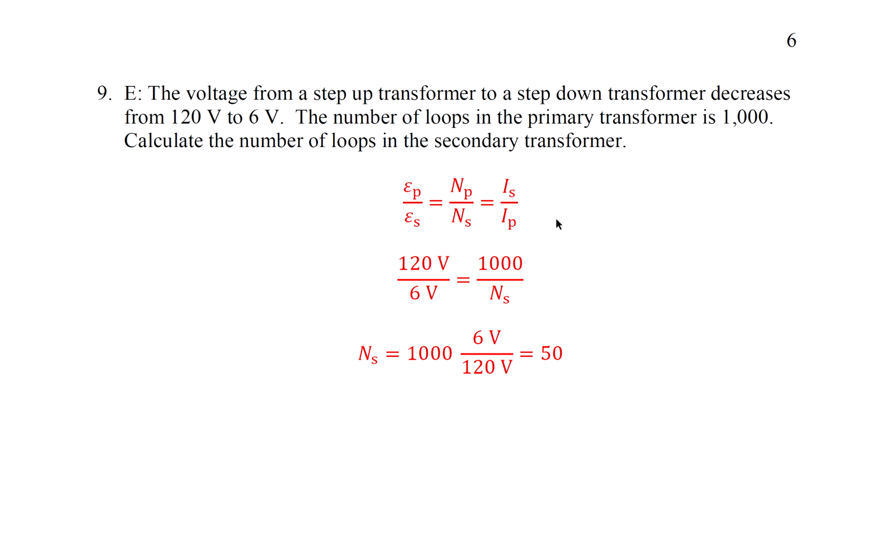Question 9. The voltage from a step-up transformer to a step-down transformer decreases from 120 volts to 60 volts. The number of loops in the primary transformer is 1000. Calculate the number of loops in the secondary transformer. Well, they gave us E sub P and E sub S, and they gave us N sub P. So now we just solve for N sub S.